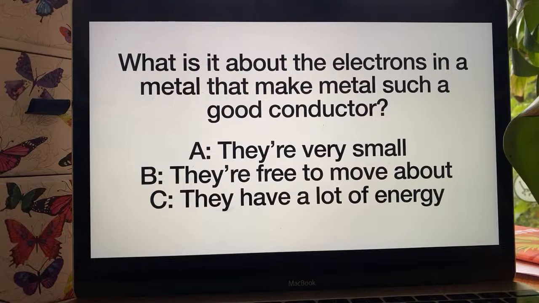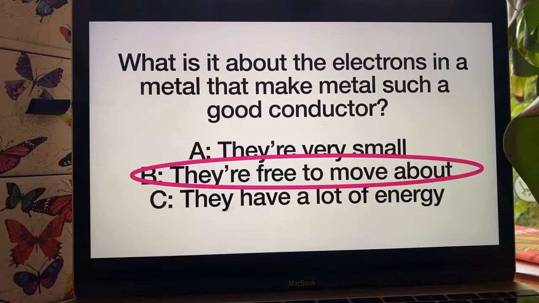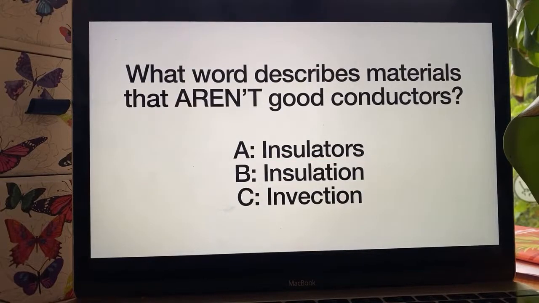It's the electrons in a metal that make the metal a particularly good conductor of heat and of electricity. And it's because, B, they are free to move around. They're literally called free electrons. When I used to be teaching in a school, you would get a mark for saying free electrons, whereas you wouldn't get a mark for just saying electrons.